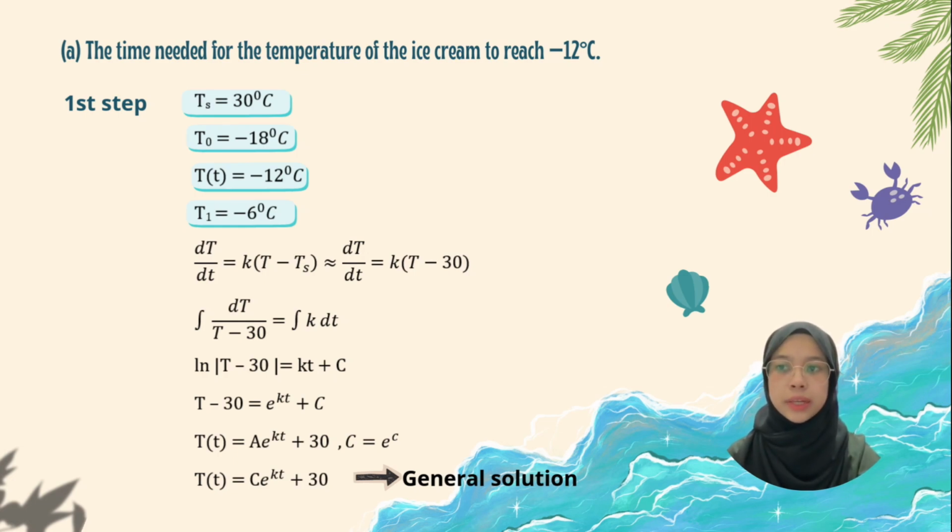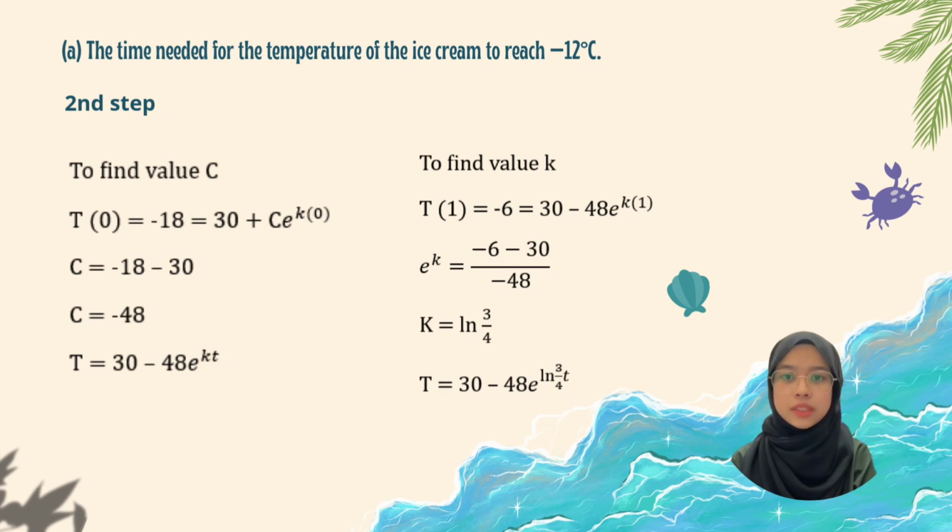Calculating it, we get T - 30 = e^(kt + c), and we get T(t) = A e^(kt) + 30, where A = e^c. The general solution is T(t) = C e^(kt) + 30. The second step is to apply the conditions given to find the values of C and k.